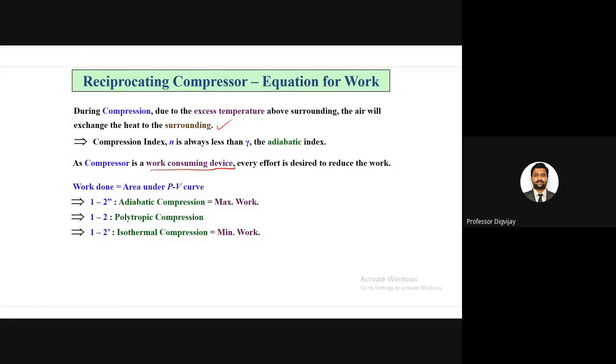Now here our objective was to calculate the work done, right? So I have drawn this diagram. I'll draw here again the PV diagram for the work required or the work done. So this is a PV diagram, pressure volume diagram for a reciprocating air compressor. This is the process 1 to 2, which is a compression process, 2 to 3, then we have 3 to 4 and 4 to 1.